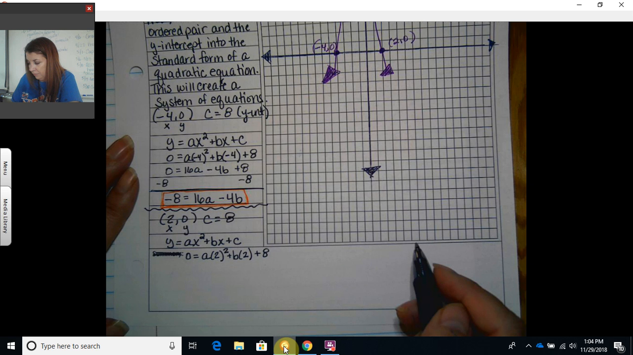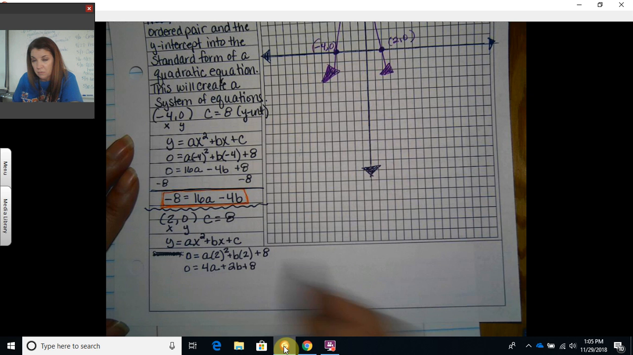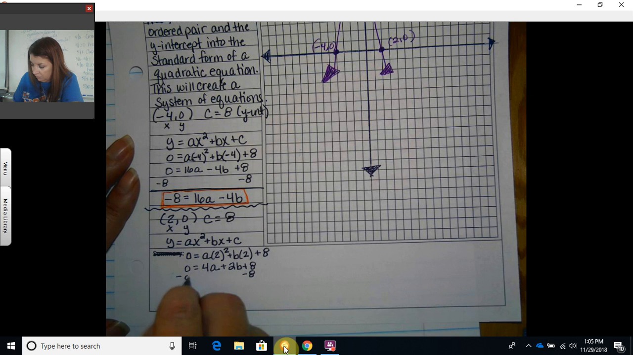Simplify that just like we did above. So 0 equals 2 squared is 4. 4 times a is 4a. Positive b times 2, we would write positive 2b. Bring down your plus 8. And just like we did on the other one, I'll move that 8 to the other side. So I have negative 8 equals 4a plus 2b.